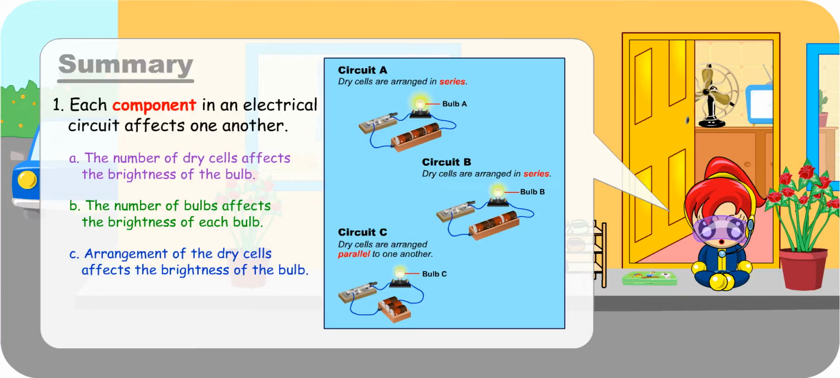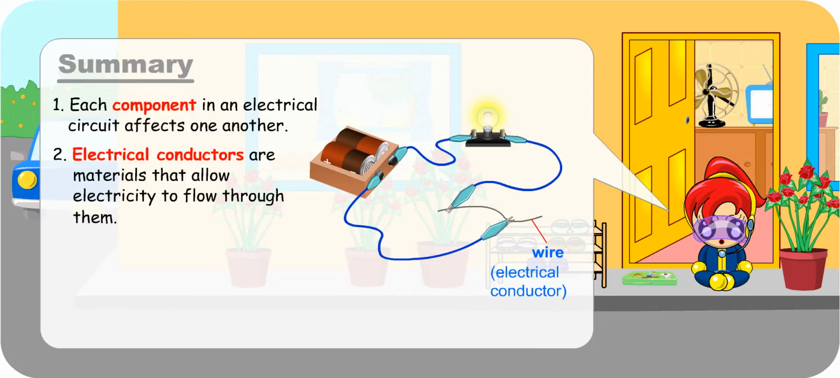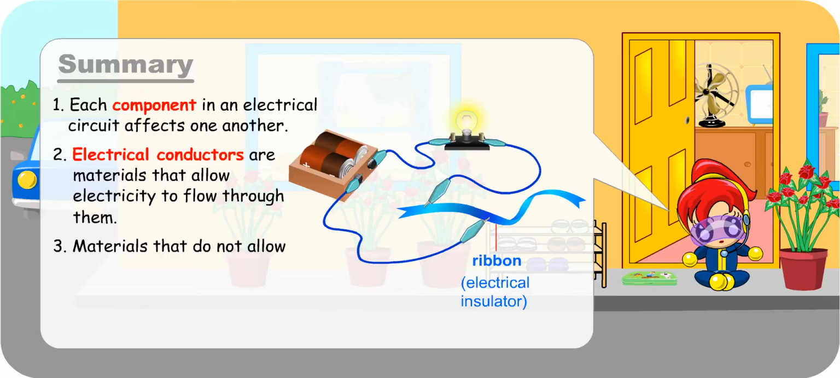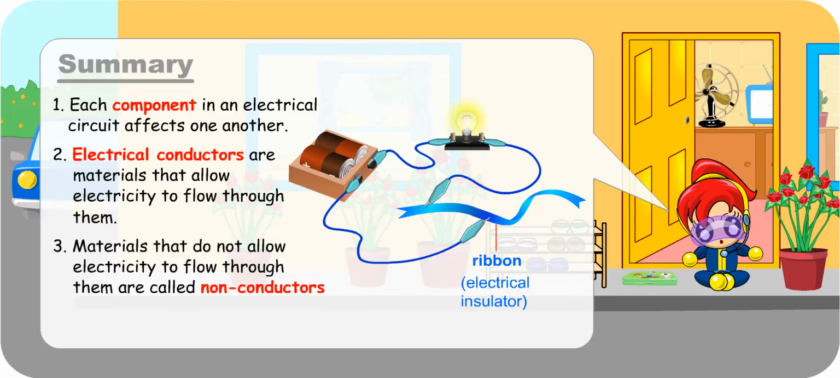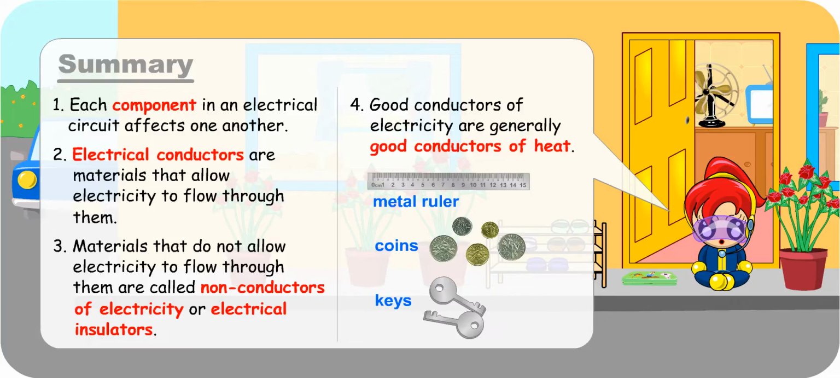Yes, and we have looked at electrical conductors and electrical insulators. Electrical conductors are materials that allow electricity to flow through them. Materials that do not allow electricity to flow through them are called non-conductors of electricity or electrical insulators. Right. We also concluded that good conductors of electricity are generally good conductors of heat too.